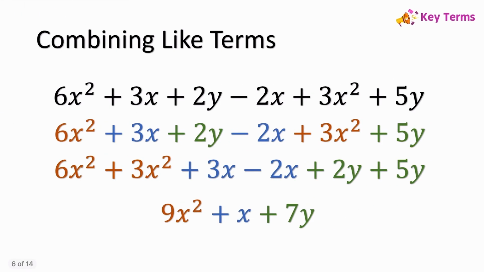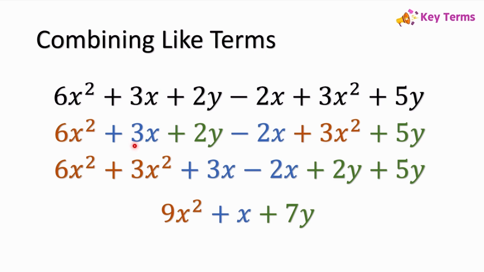Remember that we can also use combining like terms to combine and simplify algebraic expressions. To find like terms, you need to look for the same variable and the same exponent. So for example, 6x squared and 3x are not like terms, right? Because the exponents are different. But 6x squared and 3x squared are like terms. So what I did is identify the like terms using colors. So 6x squared, and then everything in orange, like 3x squared, is a like term.